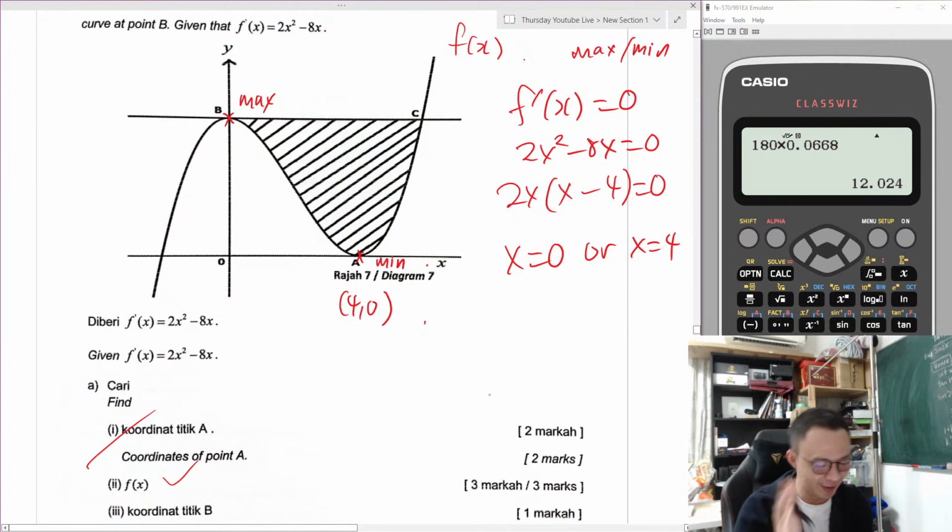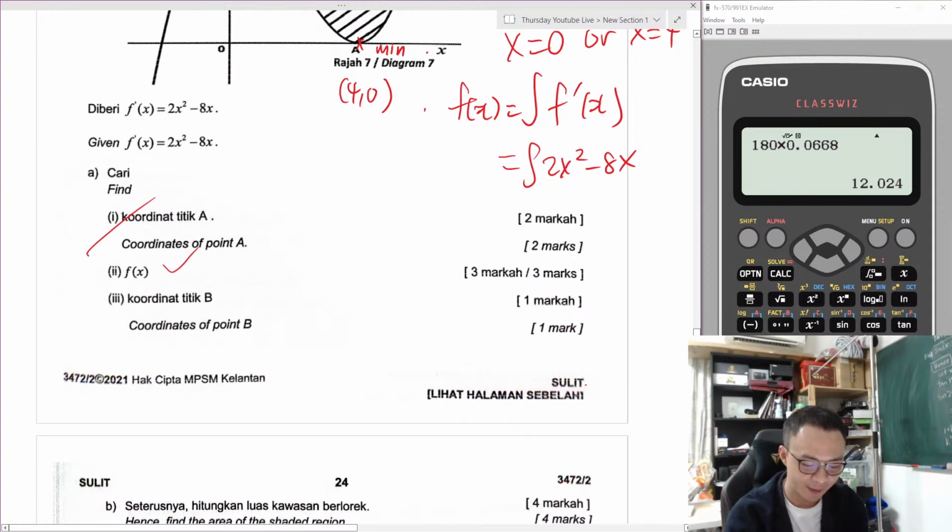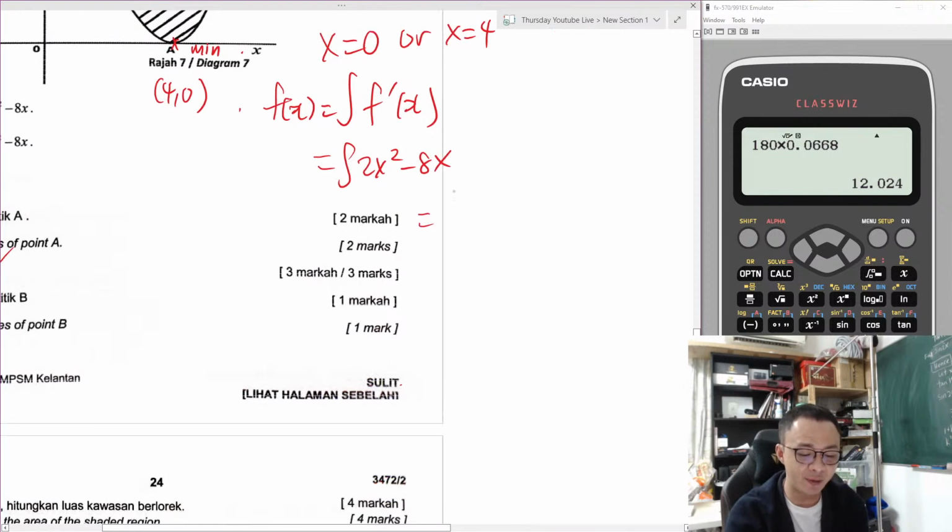Okay, so anyway, coming back here. In order to get f(x), I need to integrate f prime x, which is integrating dy/dx. So I will integrate the 2x squared minus 8x. This gives 2x cubed over 3 minus 8x squared over 2 plus c.